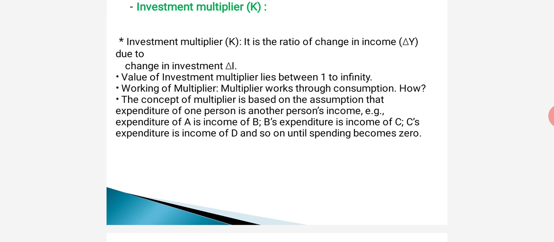Investment, like delta I, a change in investment, will change the income. With the change in income, consumption will change, and one person's consumption will be the income for others. Because of that, again income will change, and that will change the consumption. The detailed things are in the notes, you can read them.